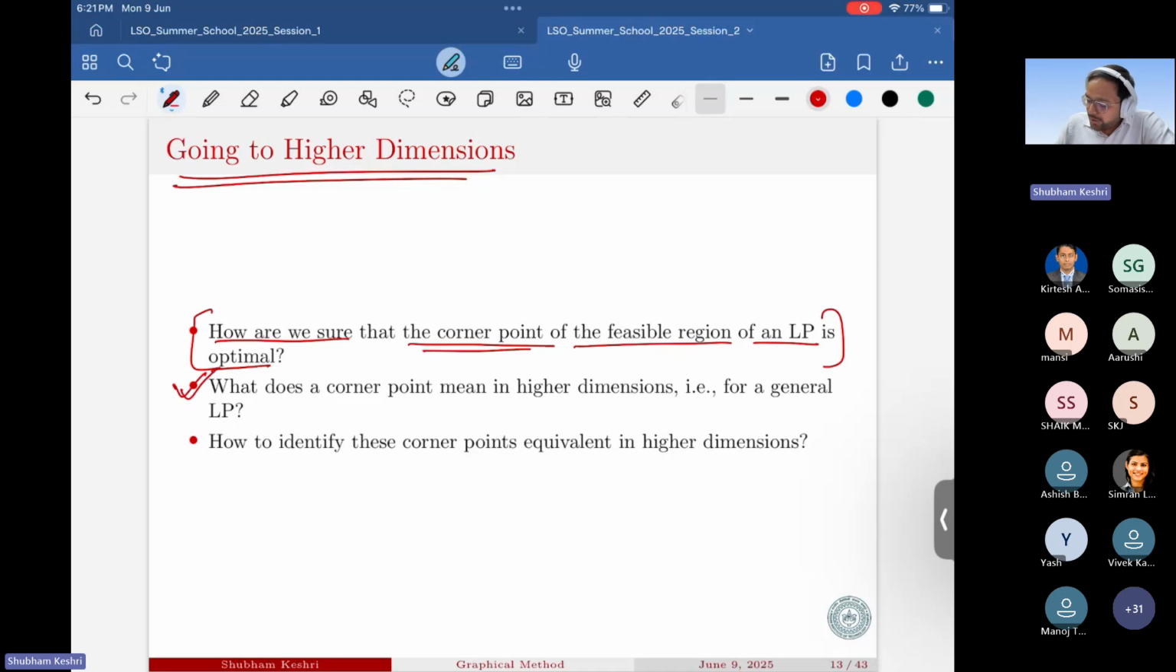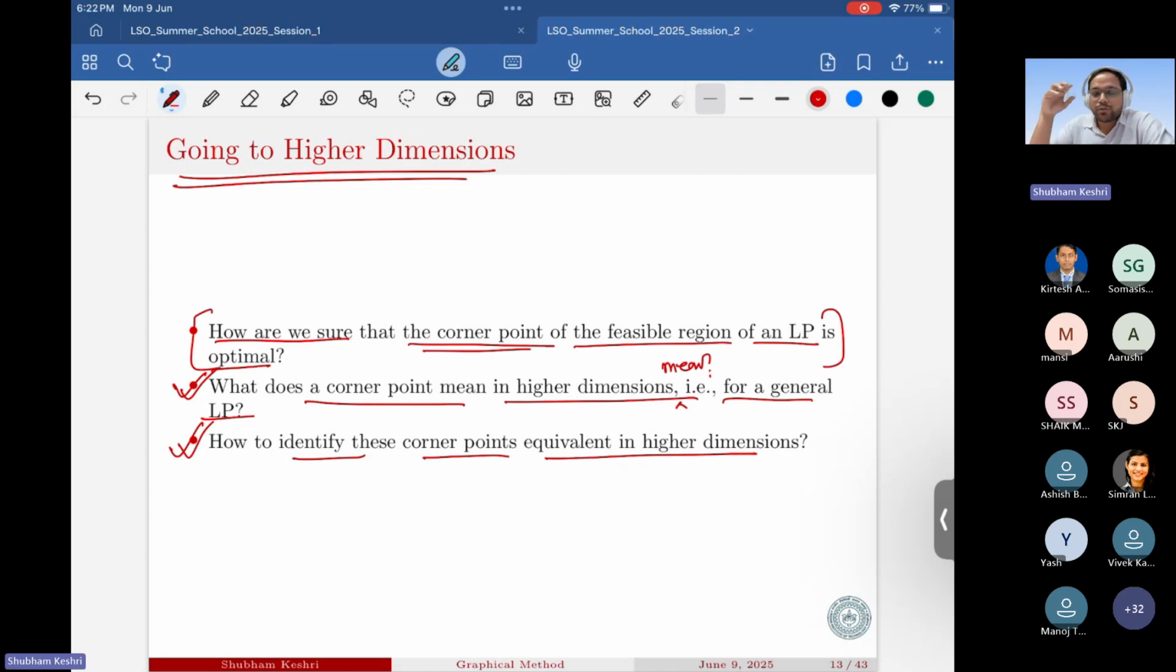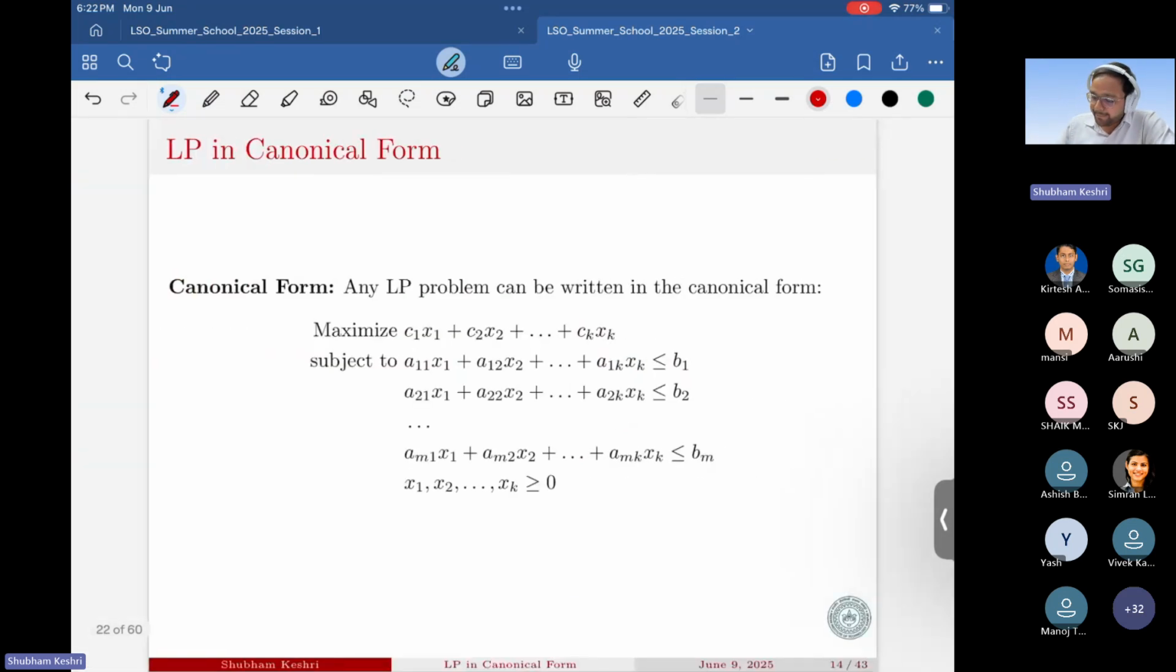Second question is, what does a corner point in higher dimension mean? Oh, I have not written here. What does a corner point in higher dimension mean? And the last thing to think about is how to identify the equivalent of this corner point in higher dimension. So in 2 dimensions, we can easily see which are the corner points, or we can solve it simultaneously and get all the corner points. But how do we identify these corner points when we are going in higher dimensions? Okay, so these are the few things we should think about when we are moving towards higher dimensional LPs.